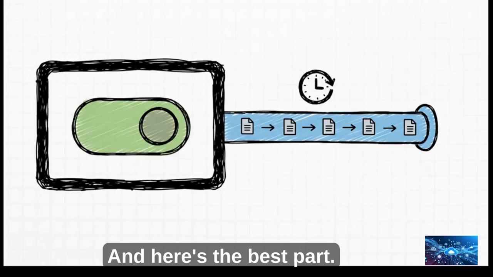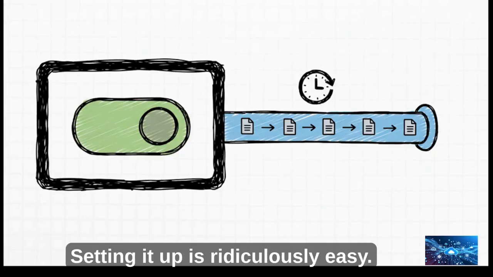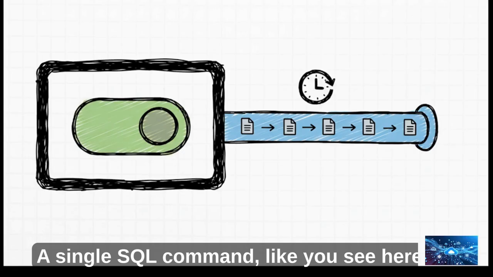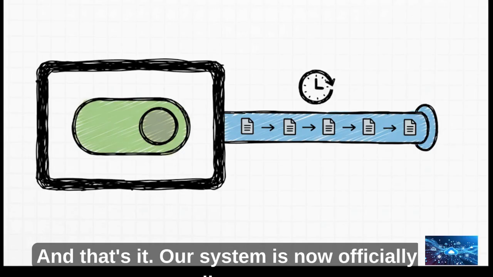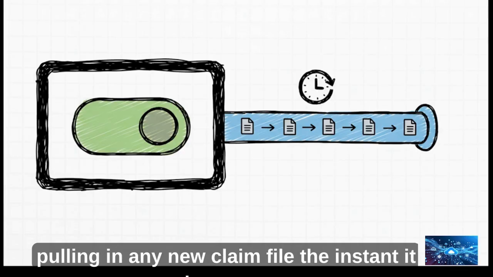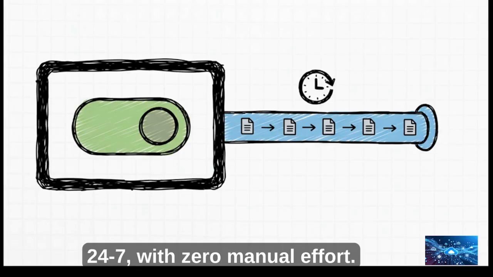And here's the best part. Setting it up is ridiculously easy. A single SQL command, like you see here, creates this pipe, and you just tell it auto-ingest. And that's it. Our system is now officially live, pulling in any new claim file the instant it shows up, 24/7 with zero manual effort.